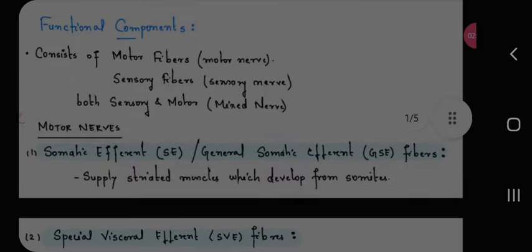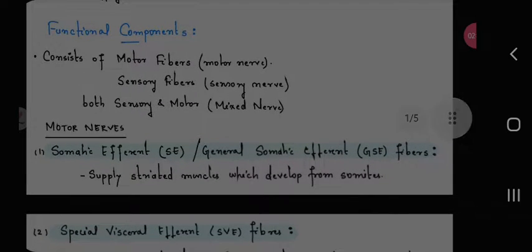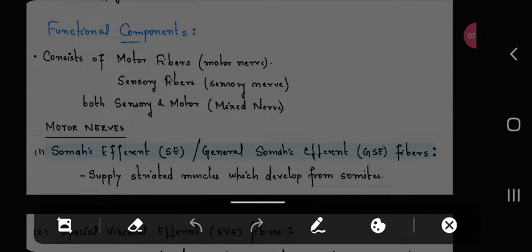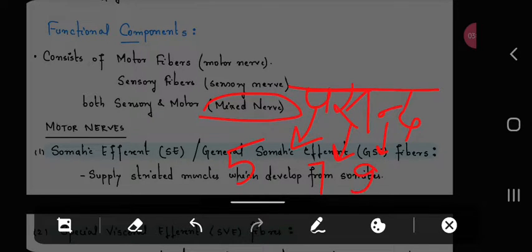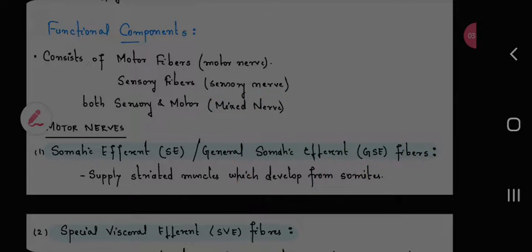Functional components consist of motor fibers (motor nerve), sensory fibers (sensory nerve), and both sensory and motor (mixed nerve). You can learn the mixed nerves by the Hindi word pasand: P for 5, S for 7, and N for 9 and the for 10, so 5, 7, 9, 10 are the mixed ones.